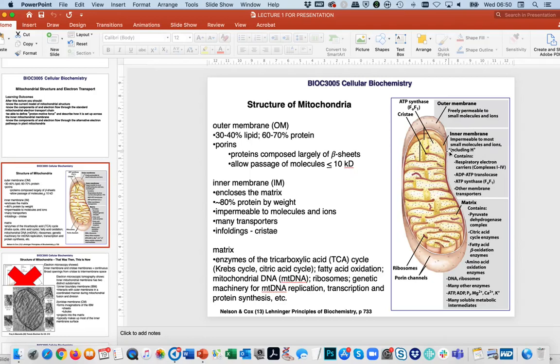But fatty acid oxidation also takes place in the matrix of the mitochondria. And remember, mitochondria have their own DNA, and so mitochondrial DNA is in the matrix. All the machinery to transcribe that mitochondrial DNA and then to translate the messenger RNAs that are transcribed from the DNA are there. So the basic genetic mechanisms for mitochondrial DNA and protein synthesis are in the matrix as well.